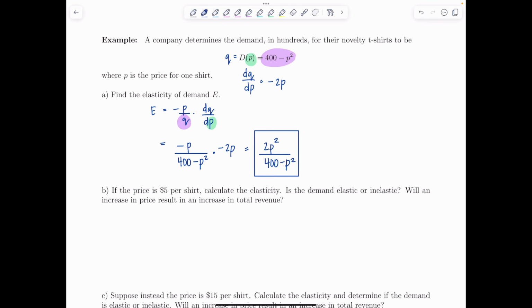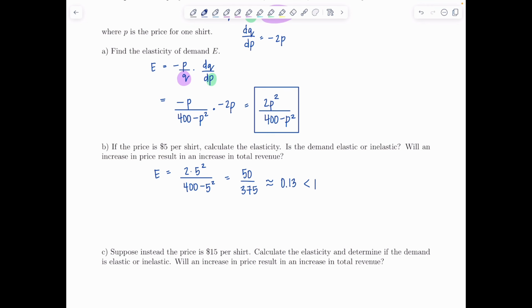Okay, good. If the price is $5 per shirt, calculate the elasticity. Is the demand elastic or inelastic? So if the price is $5 per shirt, I'm going to substitute that in for P. So 2 times 5 squared divided by 400 minus 5 squared. So that's 50 over 375. So I already can tell it's less than 1. It's about 0.13. Always compare elasticity to 1. If it's less than 1, then what does that tell me? That means that demand is inelastic.